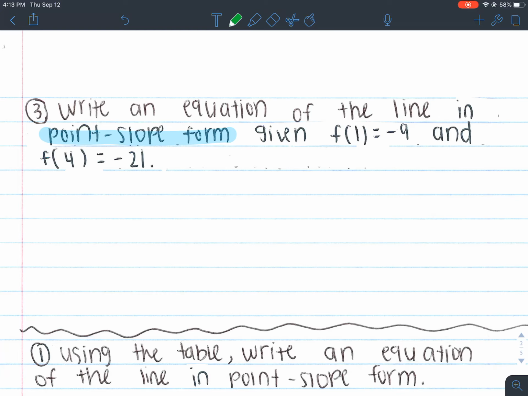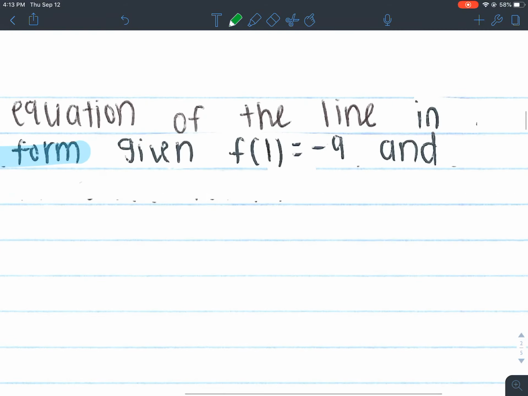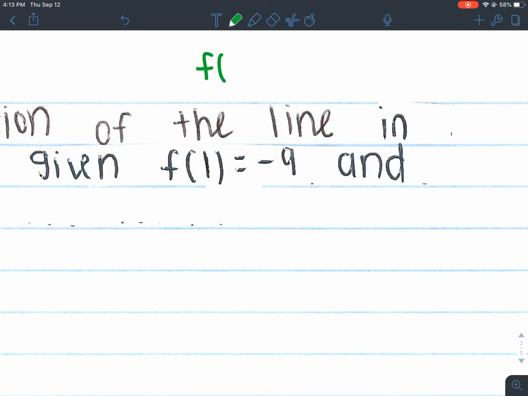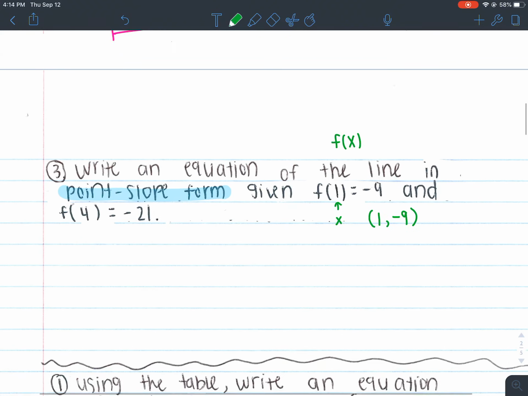All right, you're given f of 1 equals -9 and f of 4 equals -21. Well, f of 1 equals -9 isn't really a point, but it's a point in disguise. So normally we see f of x, right? So if it's f of 1, the 1 is taking place of my x value. So this is my x value, which means I have 1 comma -9. That's the point that I'm given.